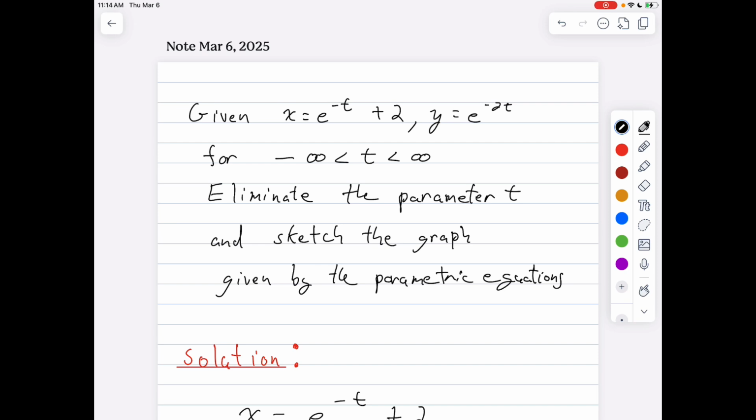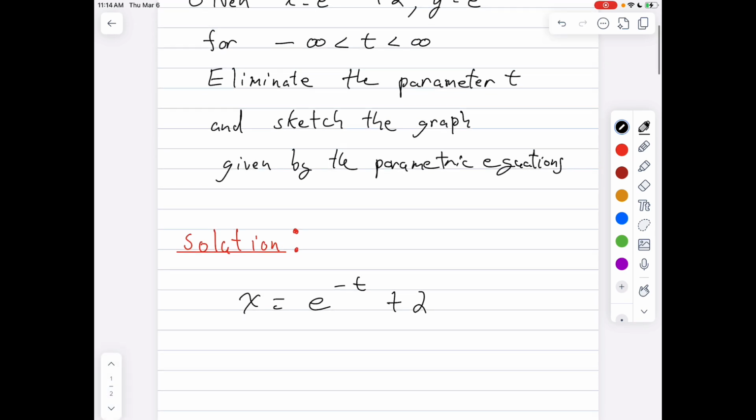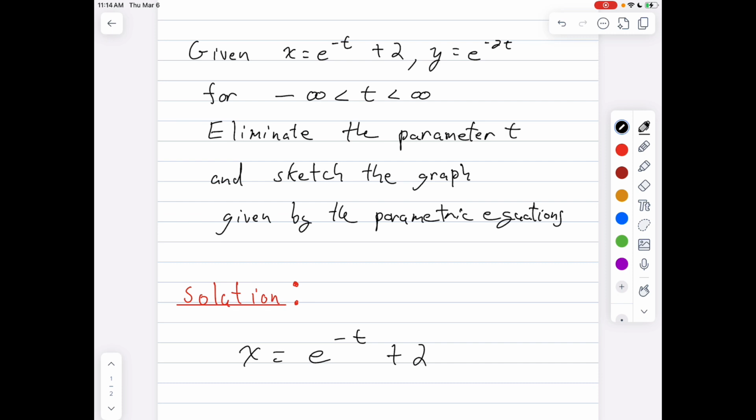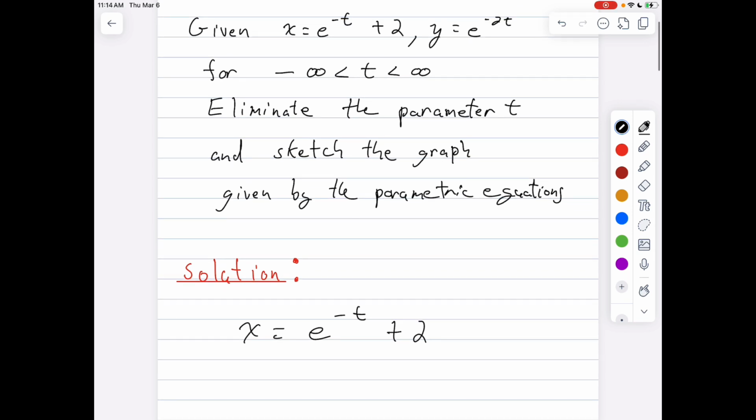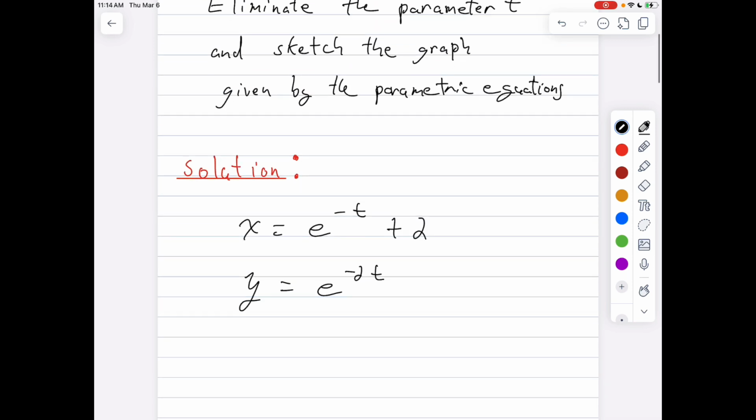So there's a couple ways of doing that. The first method works as follows. It's by noticing maybe a relationship or some fact from algebra. So if you look at y equals e to the minus 2t, that's like saying e to the negative t, squared, by rules of exponents.